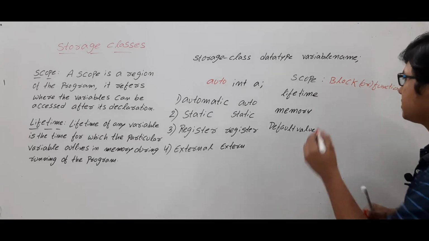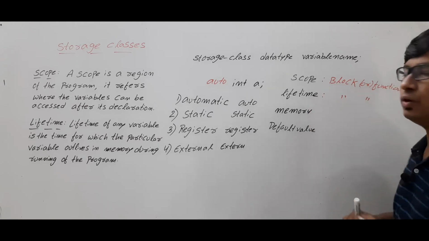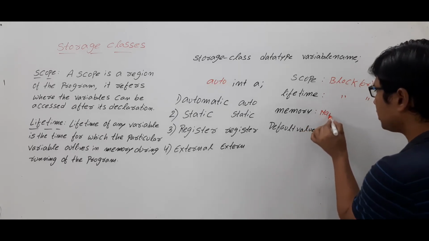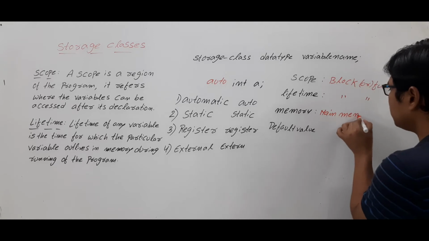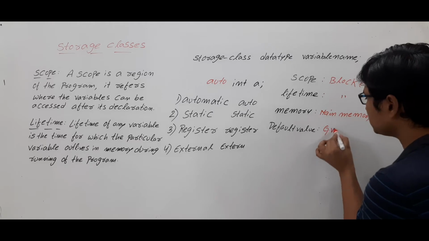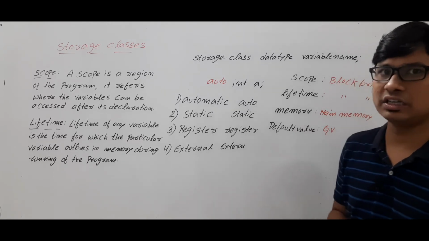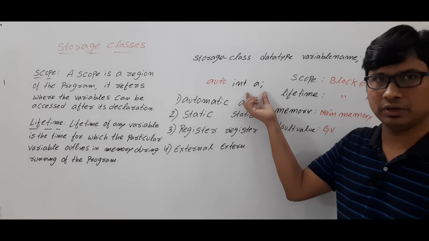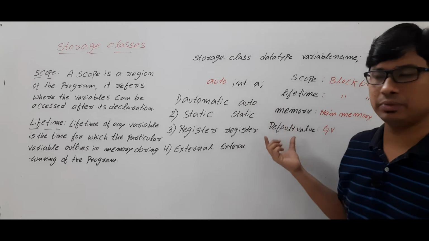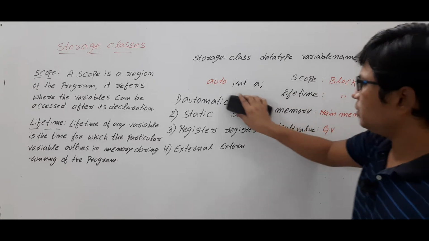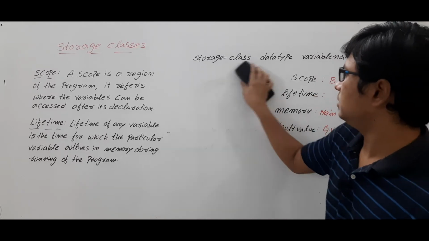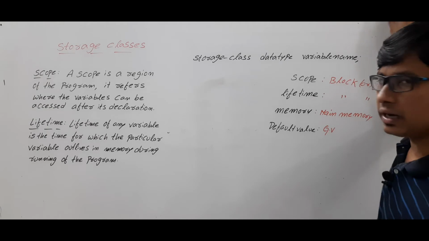Now the lifetime is the same, within the block or function only. The memory is main memory only. When the program is running, the automatic variable will be stored in the main memory, and the default value for the automatic variable is the garbage value. So if you do not initialize any value to the automatic variable during compile time or run time, and you access the value, it will give the garbage value. Okay. Now let me discuss the automatic variable with a simple example, so that you will understand the scope and lifetime.